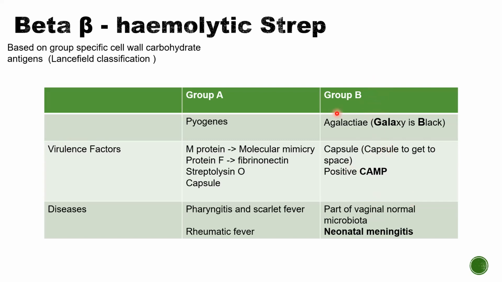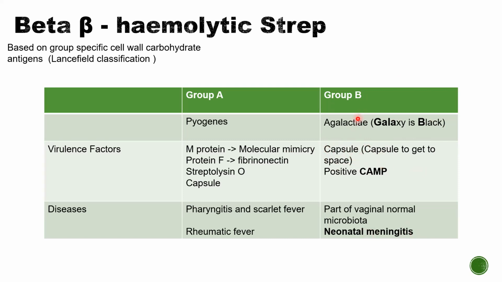I like group B. So agalactiae, again, galaxy is black. Always remember that this is group B, beta hemolytic. And it's capsulated. How do you remember that? You can remember it like, how do you go to space? You sit in a little capsule and you're sent to space. The fact that it's capsulated lets you predict what kind of disease it causes: meningitis.